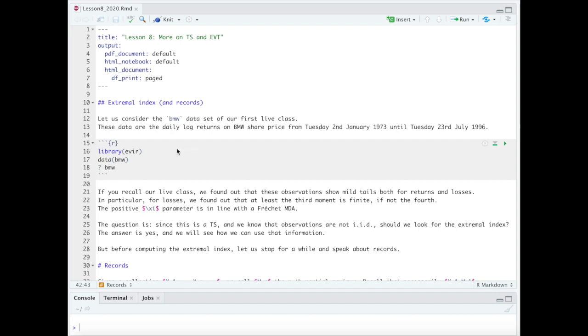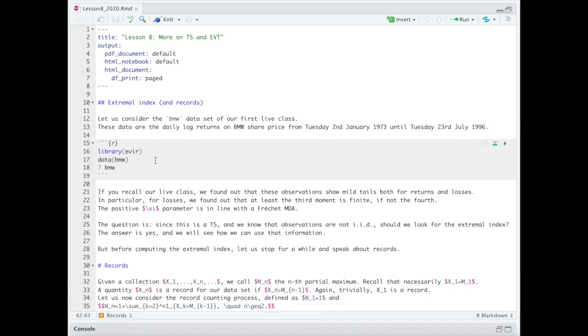Now, the data are obviously stored in the heavier library that we will need, so we upload our library and we use our BMW data. Okay, so if you want to know more about this, you just type question mark and then you can find all the information about this data.